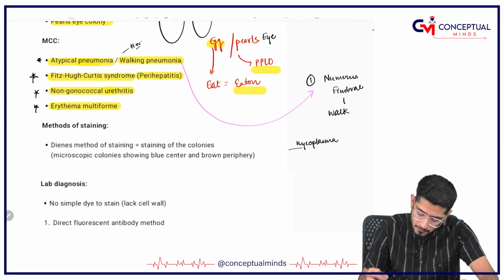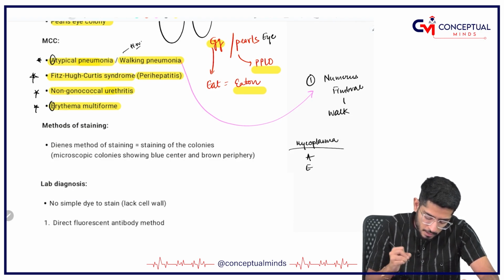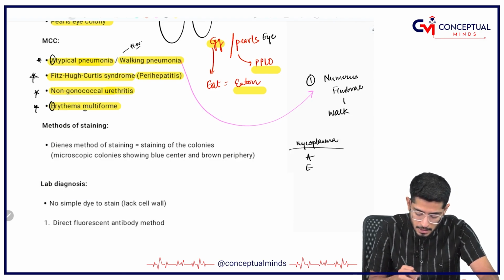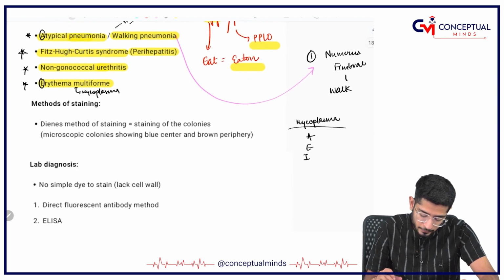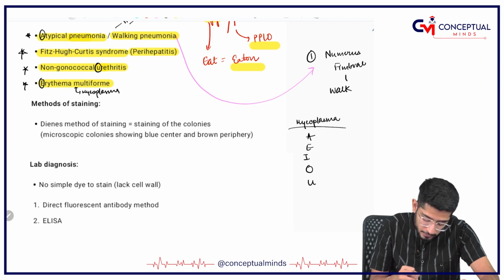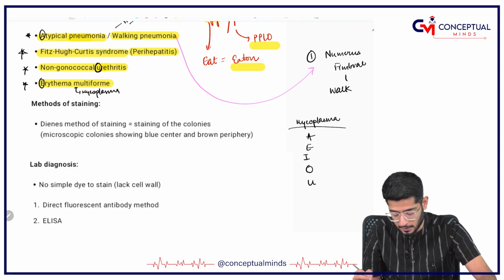Okay, mycoplasma is the vowels only. A for atypical pneumonia, E for erythema multiforme, M for mycoplasma, M for multiforme. Okay, I for what, and O for what, and U for what? So U for urethritis.